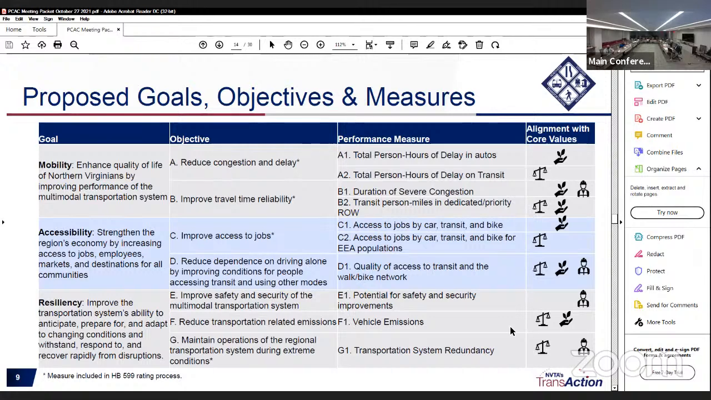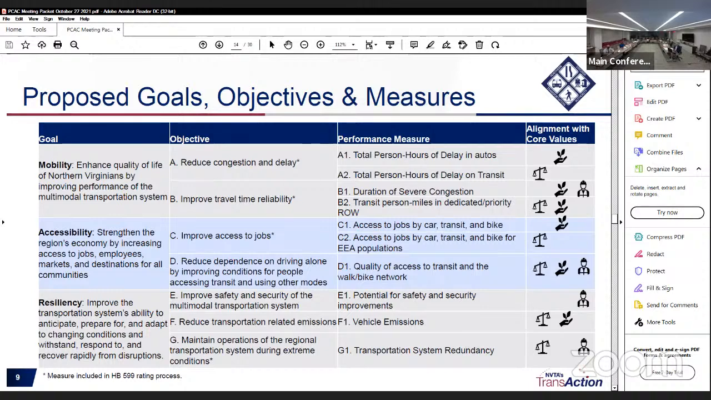The alignment with core values is also a feature we added to this table. So on the far right, we've got 3 icons for equitable, sustainable, and safe in terms of how we're going to achieve it. And here we were just trying to indicate potential alignment with the different measures, just to make sure that we're covering our core values. So we'll look at that as we go through the evaluation process. But here are all the measures together. I've noted, for example, moving emissions from mobility, it's now objective F, so it's in the resiliency one. So I think we'll stop here for discussion and questions.